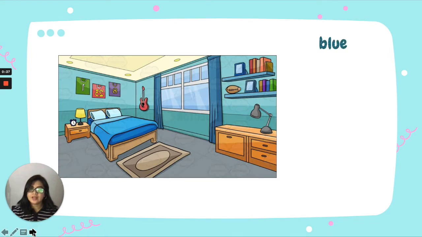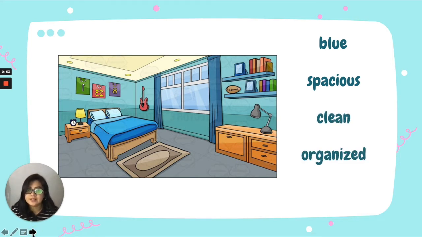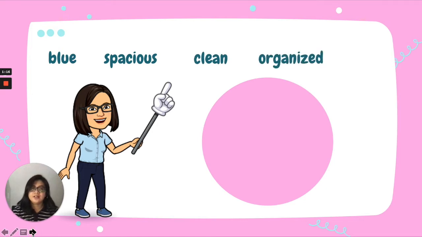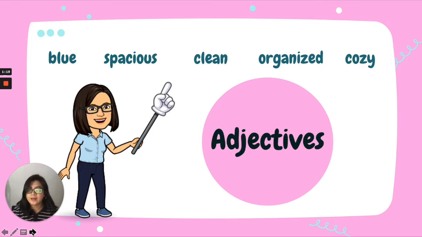Now, if you said blue, because most of the colors that we see are blue, maybe some of you also thought that it's spacious, it has a big space, or it's clean because everything is organized, and cozy. If you are the kid who owns this room, this is the place you will always be found, because it's a good place where you can rest and sleep, so it's cozy. So all of these words that we use, blue, spacious, clean, organized, cozy, we call them adjectives.